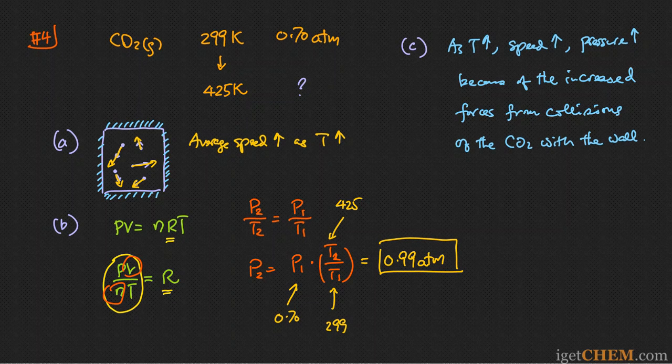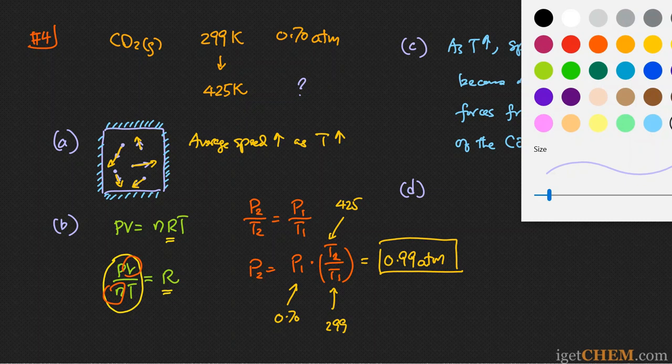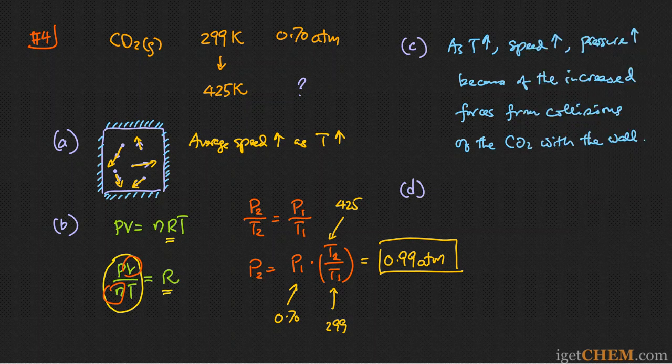So finally, part D, it says the observation was the pressure that you get after you raised the temperature was lower than what was expected from the ideal gas law.